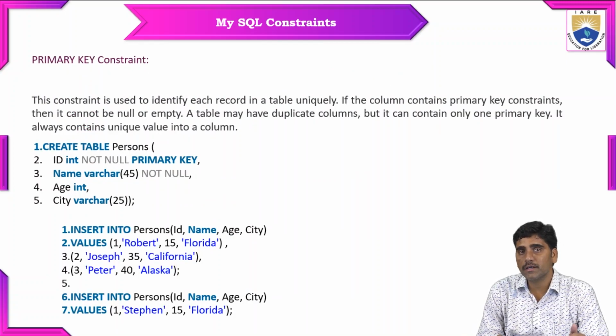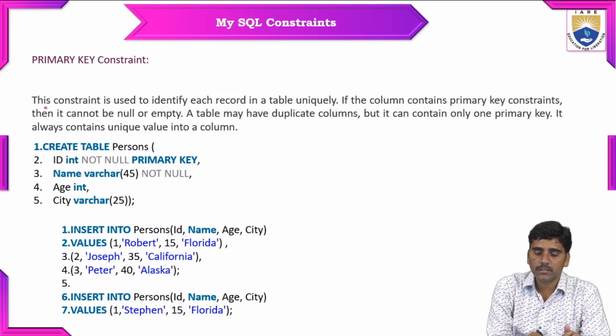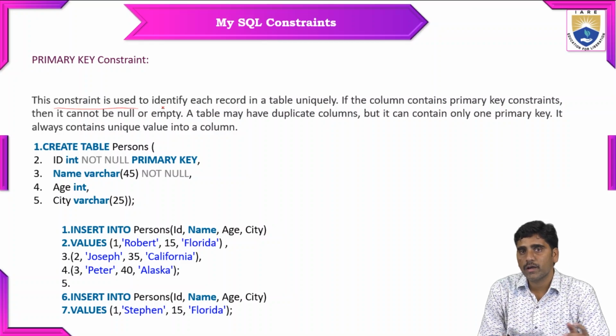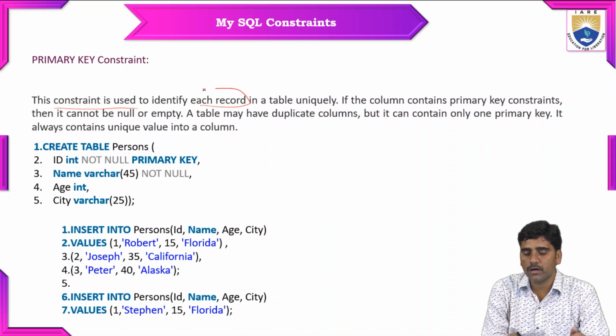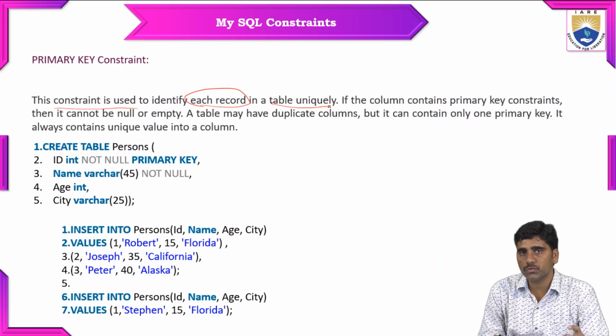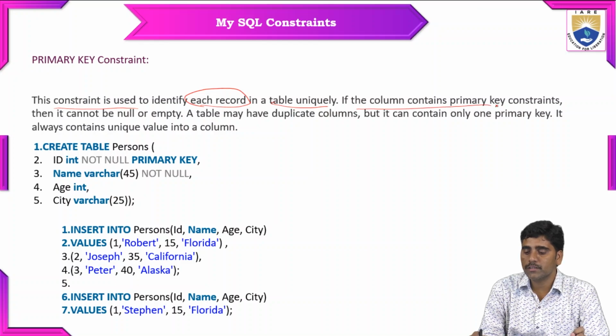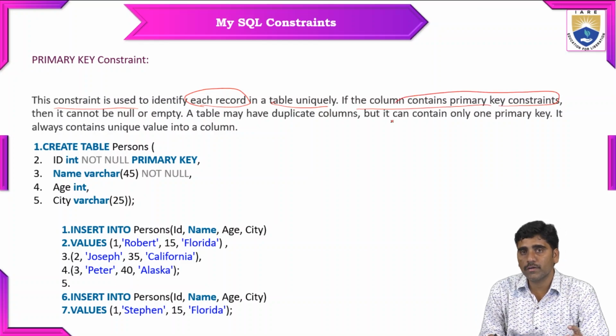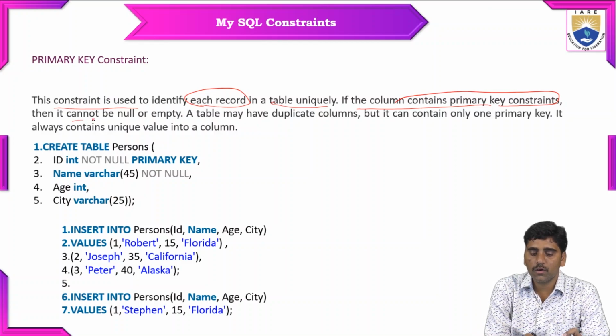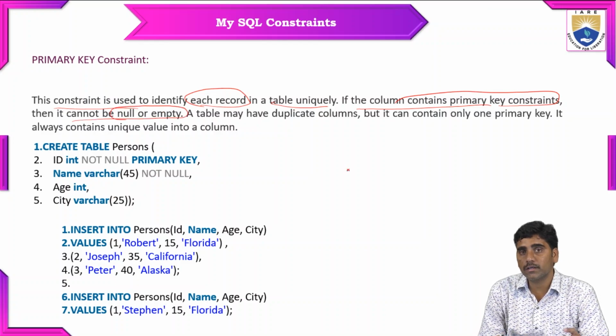Next one, primary key constraints. This constraint is used to identify each record in a table uniquely. If the column contains a primary key constraint, then it cannot be null or empty.